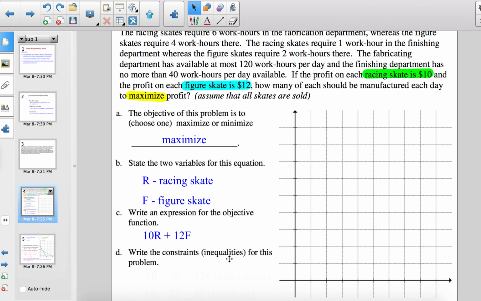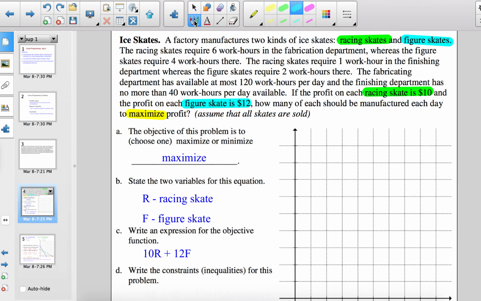Lastly, we have our constraints, our inequalities. So I'm going to try to stay consistent here with my highlighting. Racing skates. What do I know about racing skates? Racing skates require 6 work hours. And let's see. Racing skates require 1 work hour for finishing. Okay. Figure skates require 4 work hours and then 2 work hours. All right. Now we still have this idea of fabricating is 120 and finishing is 40.